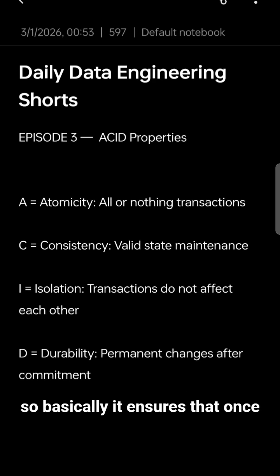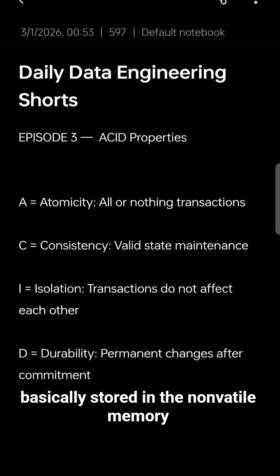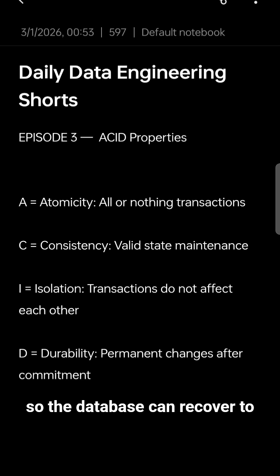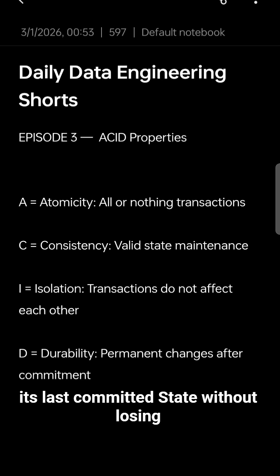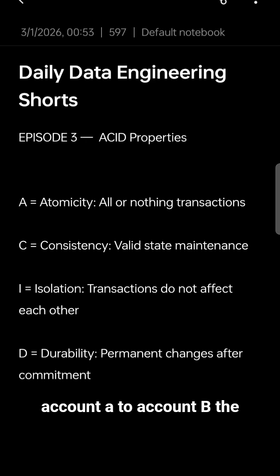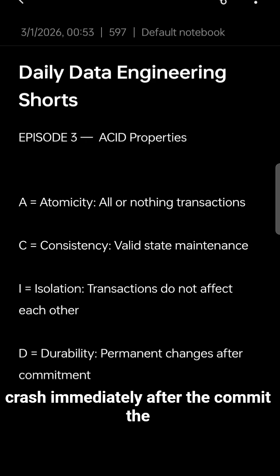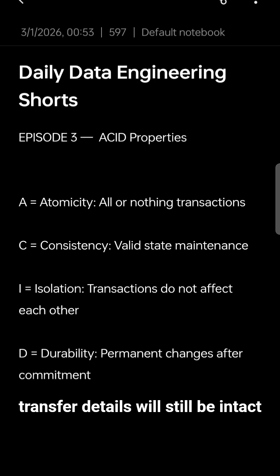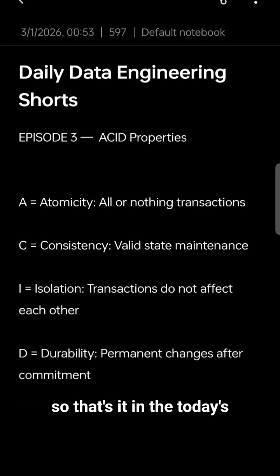Then comes durability. It ensures that once a transaction is committed, its changes are permanently saved even if the system fails. That data is stored in non-volatile memory, so the database can recover to its last committed state without losing data. For example, after successfully transferring money from account A to account B, the changes are stored on the disk. Even if there is a crash immediately after the commit, the transfer details will still be intact when the system recovers, and that is how it ensures durability.